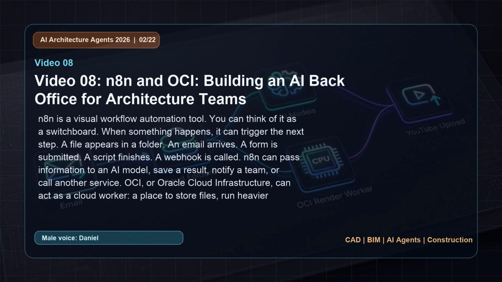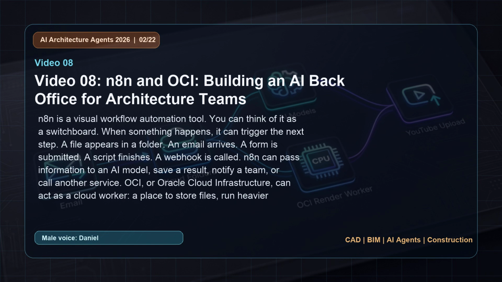n8n is a visual workflow automation tool. You can think of it as a switchboard. When something happens, it can trigger the next step. A file appears in a folder. An email arrives. A form is submitted. A script finishes. A webhook is called. n8n can pass information to an AI model, save a result, notify a team, or call another service.